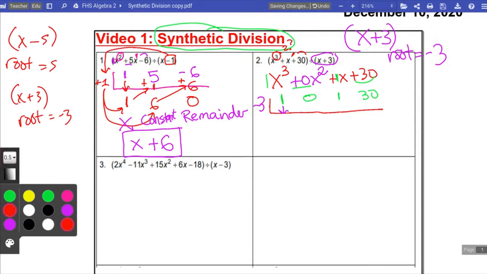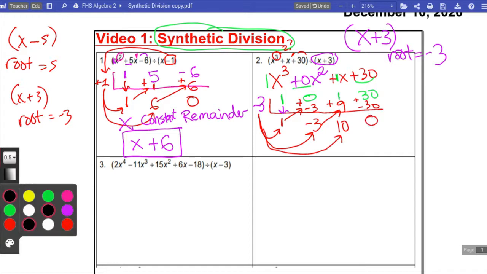Y'all ready to do the work? Let's work. So -3 times 1, the answer is -3. Add them up. 0 minus 3, you get -3. Now, -3 times -3, you get +9. Add them up. Then you get 10. -3 times 10, you get -30. Add them up. You get 0.